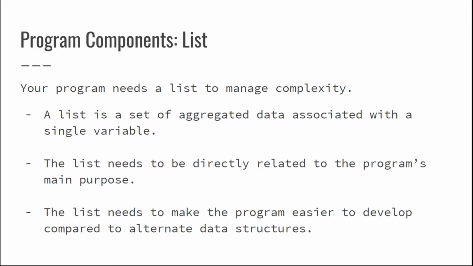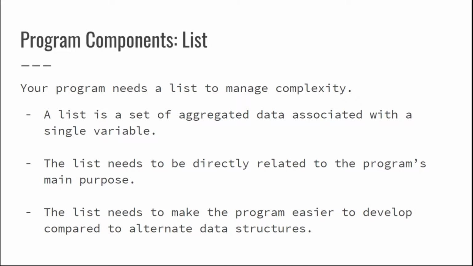Next, you need to make sure that your program has a list. A list is just a collection of data that's going to be associated with only a single variable. That way you can handle a bunch of values all at once. You can't just add a list after you're done with your program to meet this requirement, though. You need to be able to show how the list is directly related to your program's main purpose, to the thing you set out to do.